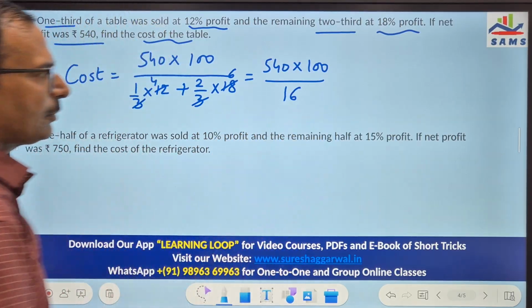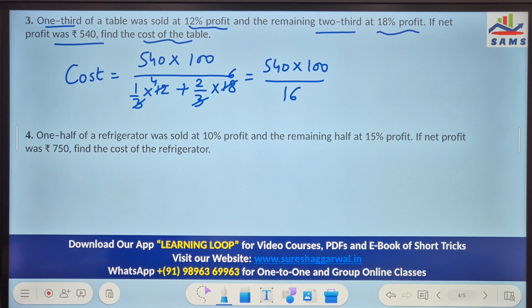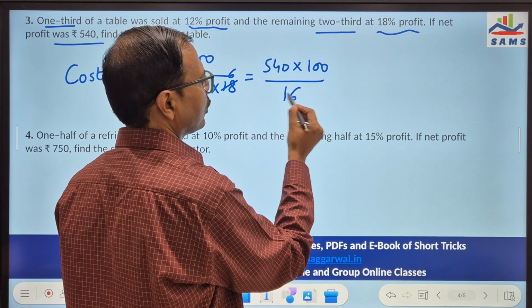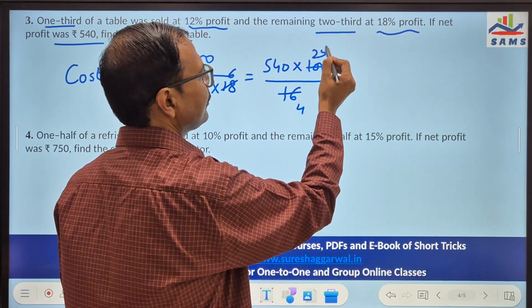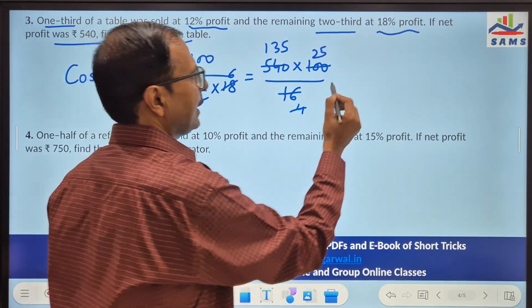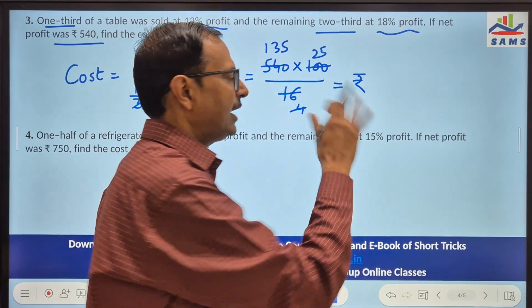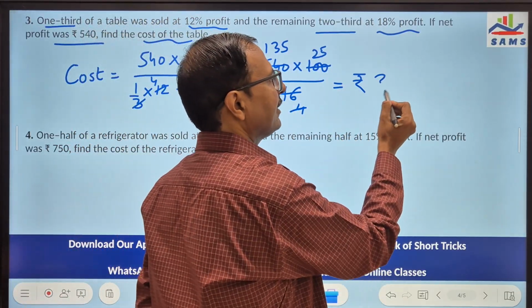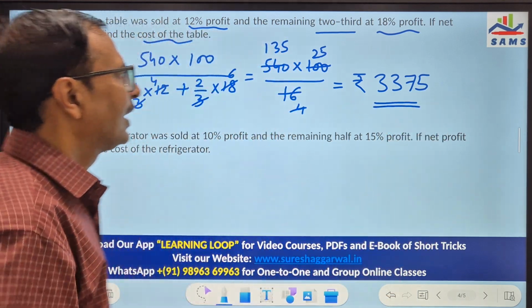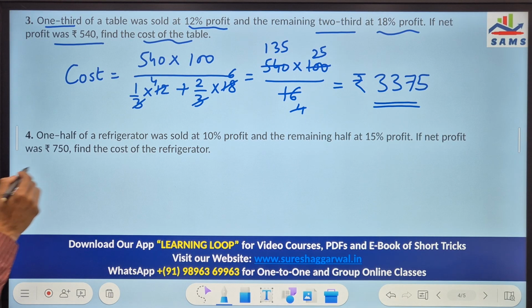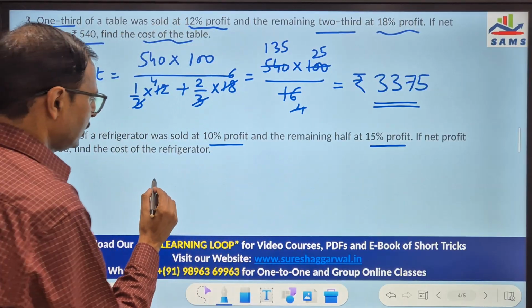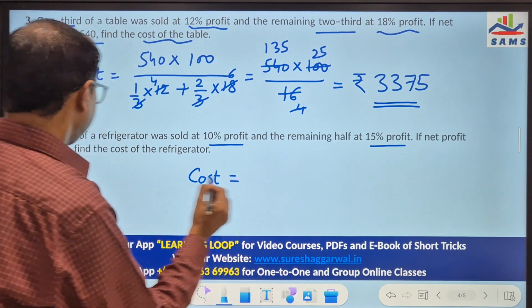So we have a 16 in the denominator, and once you solve this, you will have the final answer, and I think this is getting cancelled by 4. 4 4s are 16 and 4 25s are 100, and then 4 cancels this 135 times, and if you multiply 135 and 25, you will get 3375 as the value of the item or cost of the item. Likewise, here the last one, 10% profit and 15% profit. So the cost will be, what is the net profit?